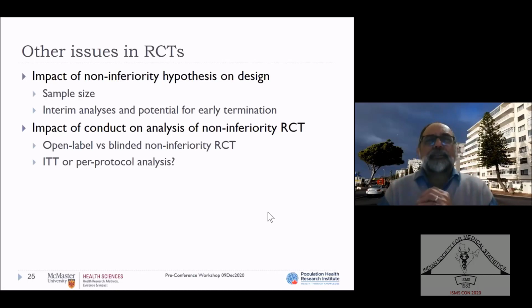There's also how does it affect the interim analyses and the potential for early termination? Or does it have an impact on the conduct or analysis? What happens if it's open label, blinded non-inferiority? Do you do ITT? There are other issues in non-inferiority trials, and I'm going to now touch on some of these. Okay.